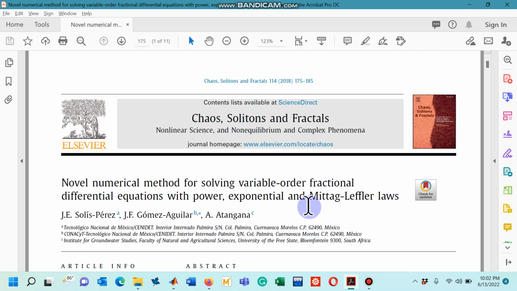In my previous three lectures, I have already discussed how we can design numerical schemes under the Caputo differential operator, that is the power law type kernel, and under the Caputo-Fabrizio differential operator, that is the exponential type kernel, while the fractional order was a function. It was no more a constant.